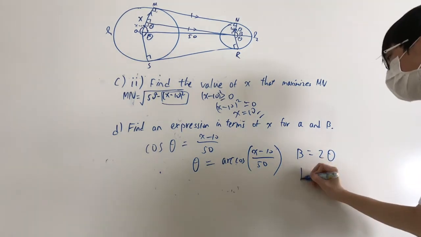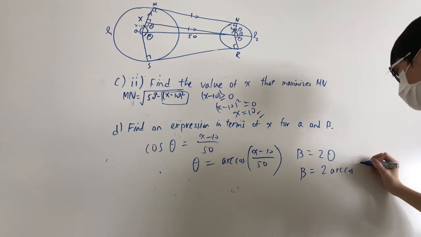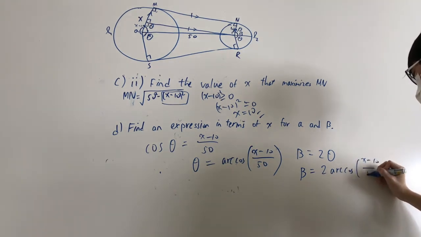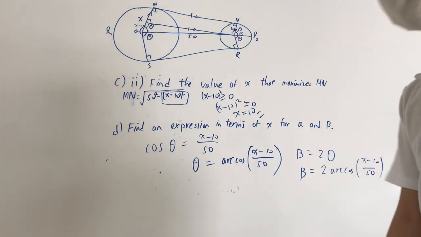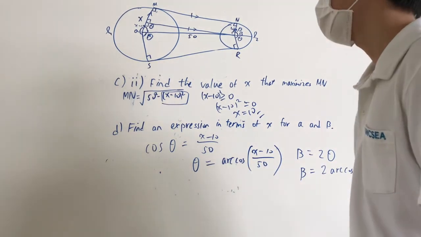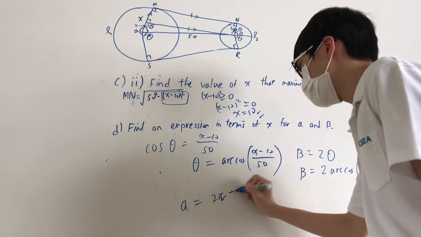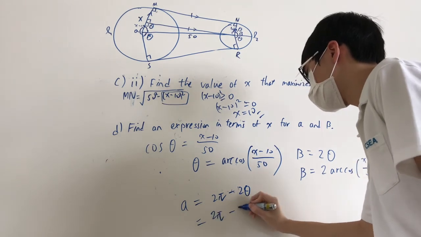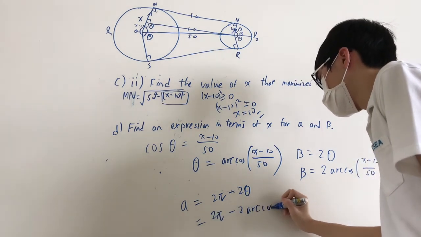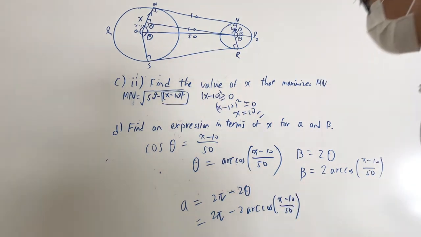That means writing in terms of x, we get b is equal to 2 arccos of (x minus 10) over 50. Now, writing it in terms of a, we just have to subtract the thetas from 2 pi. So we get a is equal to 2 pi minus 2 arccos of (x minus 10) over 50. And those are the two angles, and the answer is right there.